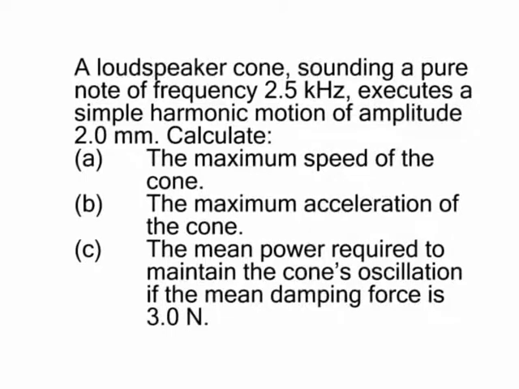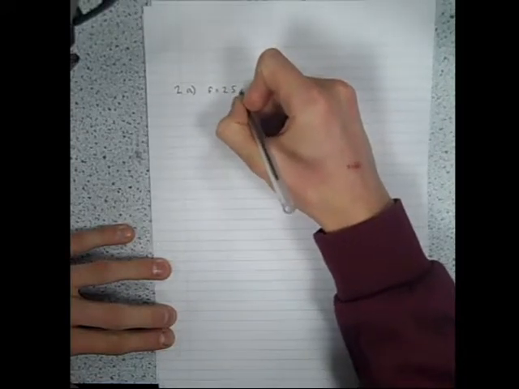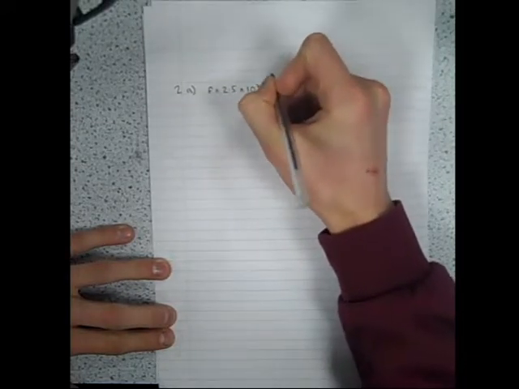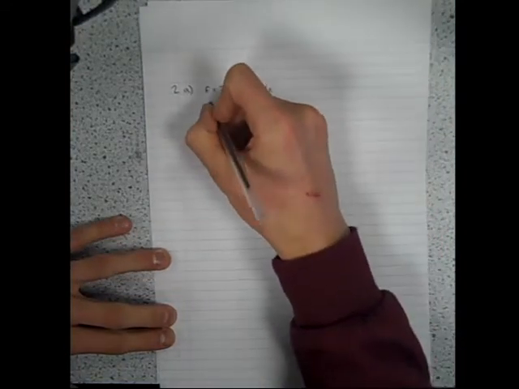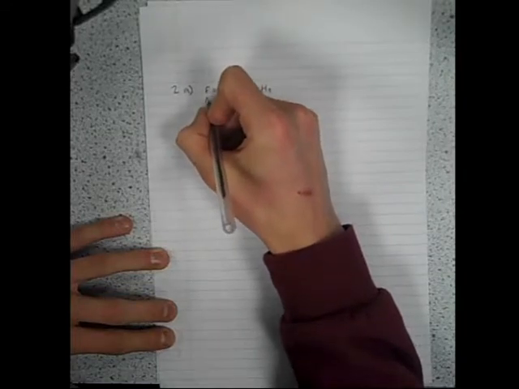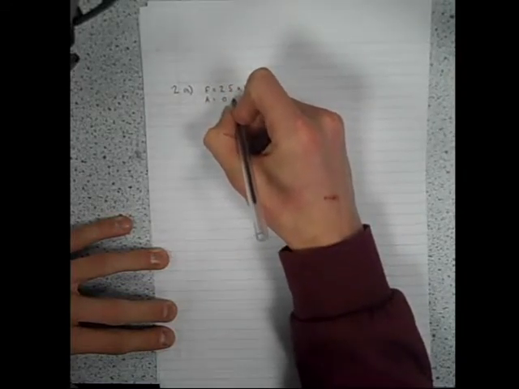This is Build or Bust problem sheet 1, question 2. A loudspeaker cone sounding a pure note of frequency 2.5 kHz executes a simple harmonic motion of amplitude 2 mm. Question A asks the maximum speed of the cone.